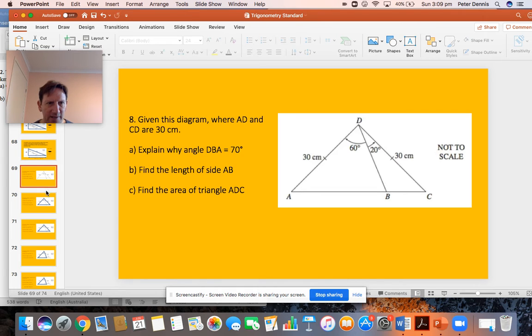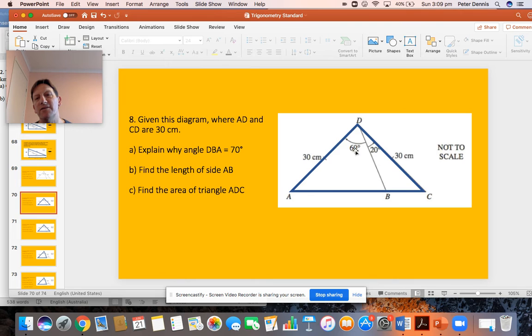Now let's look at this big triangle here. What do we know about this big triangle? Well, we know the top angle is 80 degrees, but we also know that this is 30 and this is 30. So what we have here is an isosceles triangle. So that means that this angle and this angle are the same.